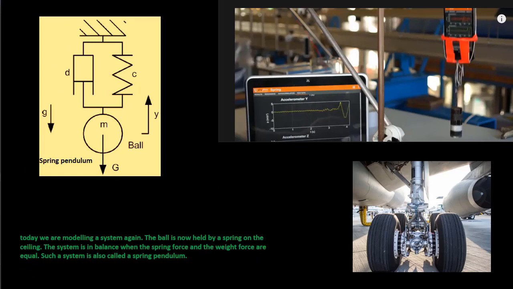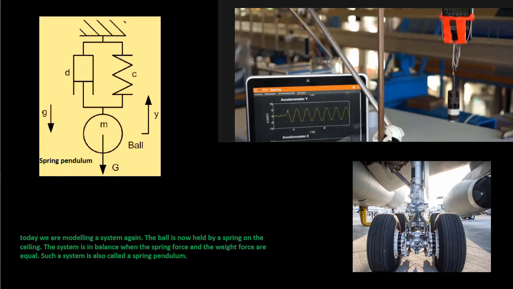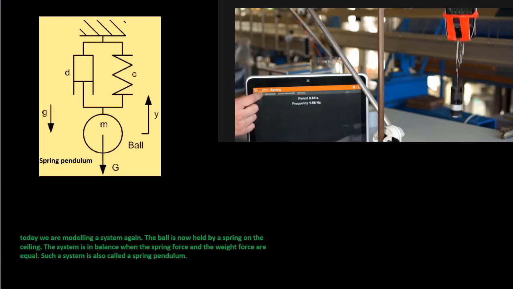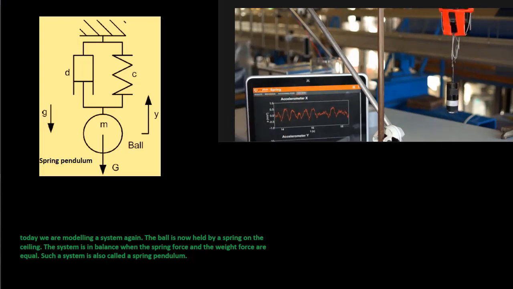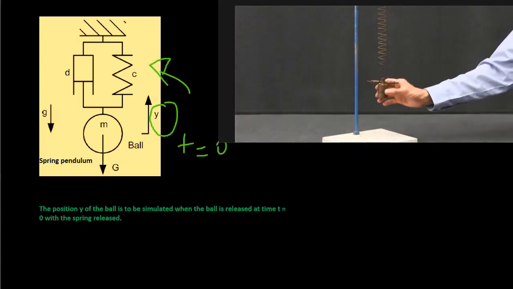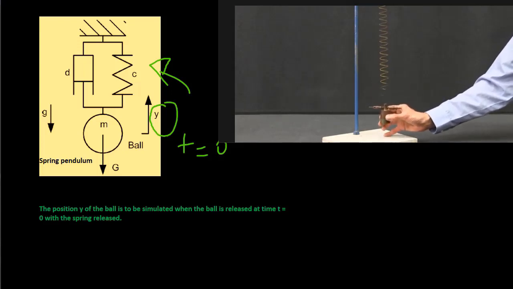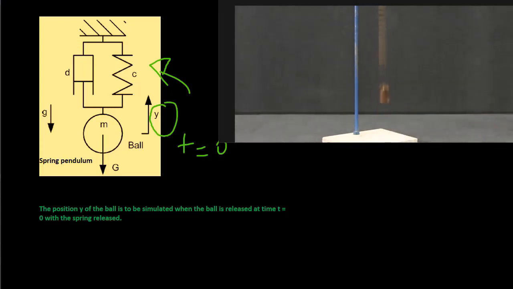Today we are modeling a system again. The ball is now held by a spring on the ceiling. The system is in balance when the spring force and the weight force are equal. Such a system is also called a spring pendulum. The position y of the ball is to be simulated when the ball is released at time t equals 0, with the spring released.